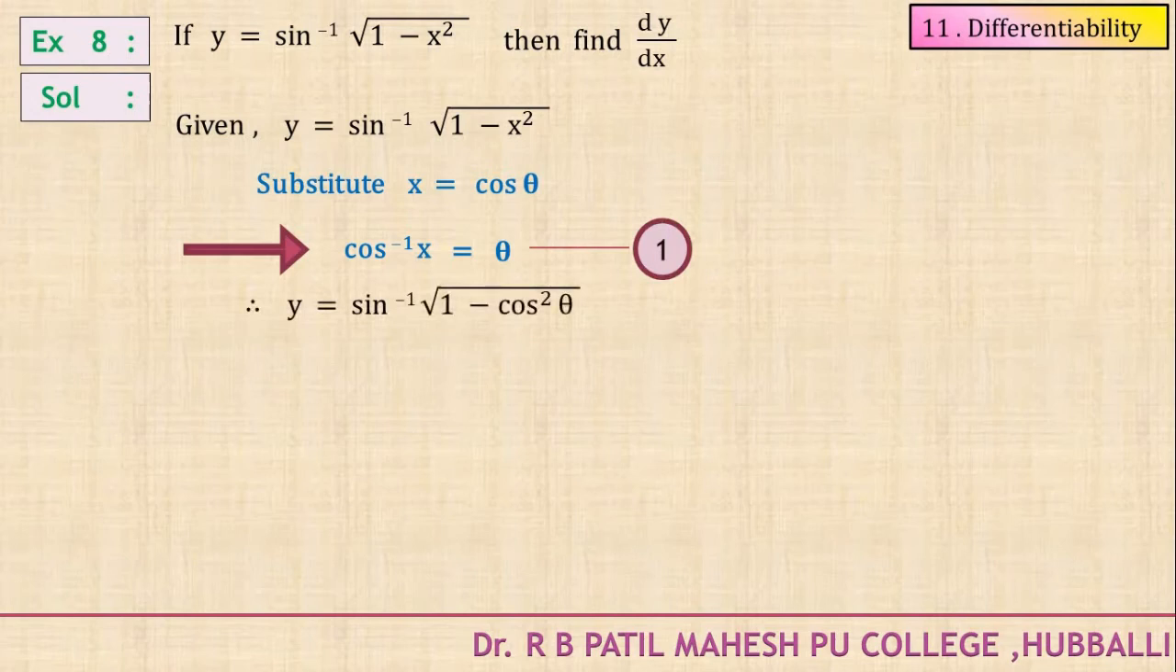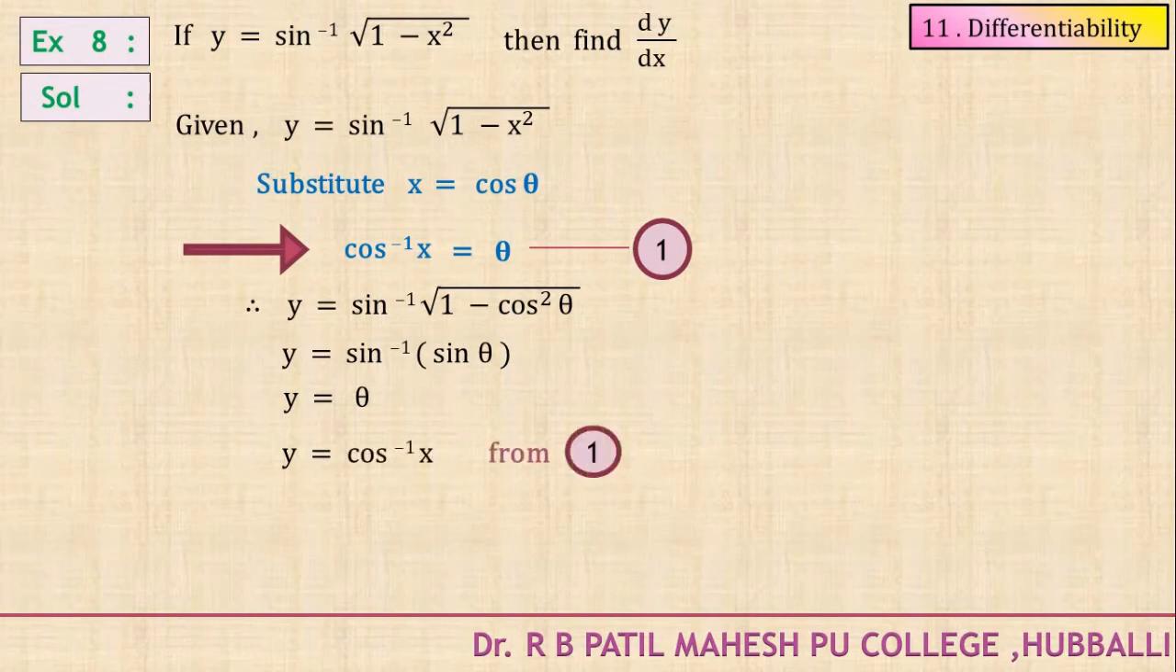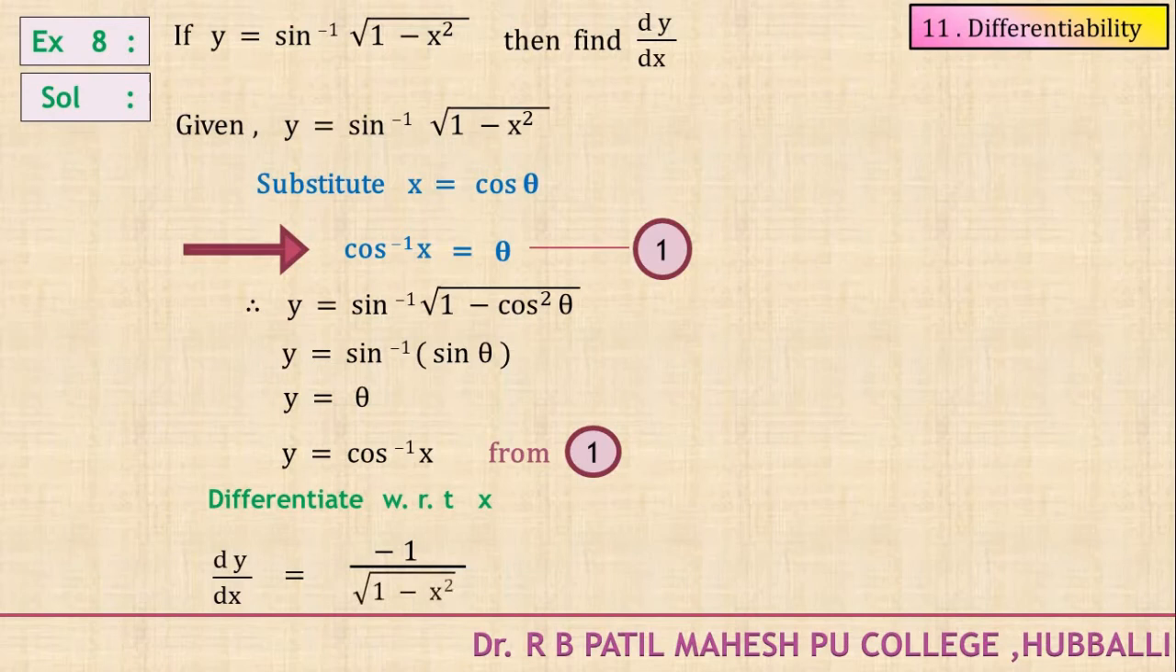Then the function becomes y is equal to sine inverse of root of 1 minus cos square theta. Y is equal to sine inverse of sine theta, so then it is written as theta. So therefore theta is cos inverse x from equation 1. So this function is differentiated. We get dy by dx equal to minus 1 divided by root of 1 minus x square. So this is the solution. This is a very simple example.